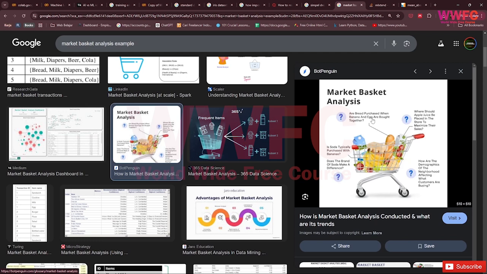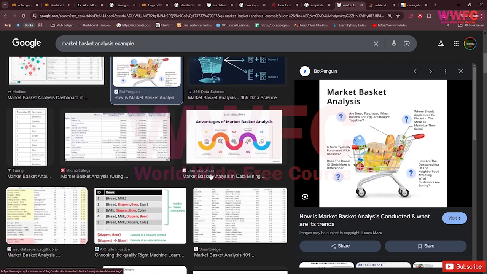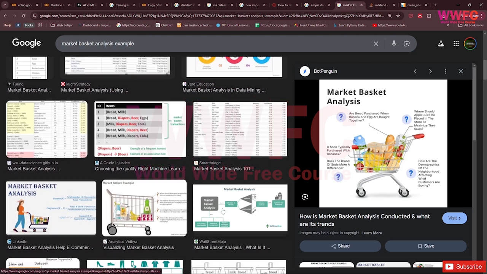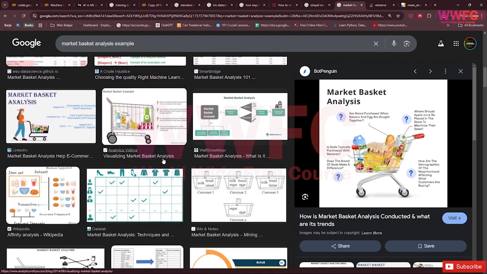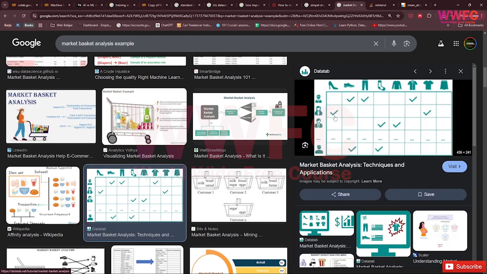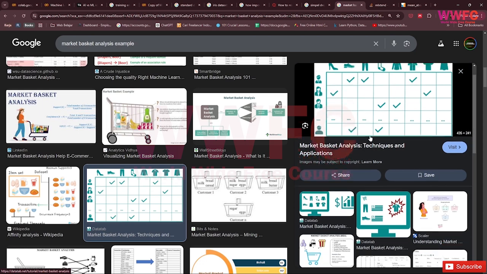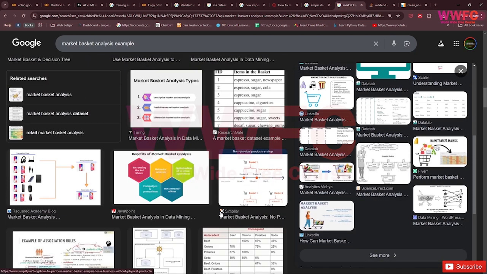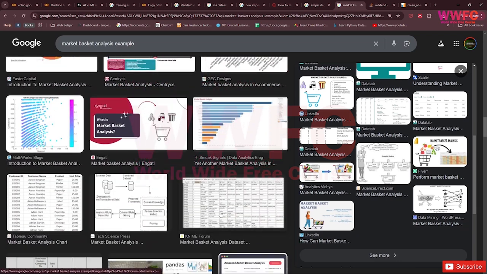Is bread purchased when bananas and milk are both in the basket? Is soda typically purchased with bananas? Does the brand of soda make a difference? How do the demographics of the neighborhood affect what customers are buying? So if you are the manager of a market, you should learn about market basket analysis and what people will buy. For example, people who buy shoes or pants likely buy a shirt or something like that, right? So this is for big companies to use market basket analysis.